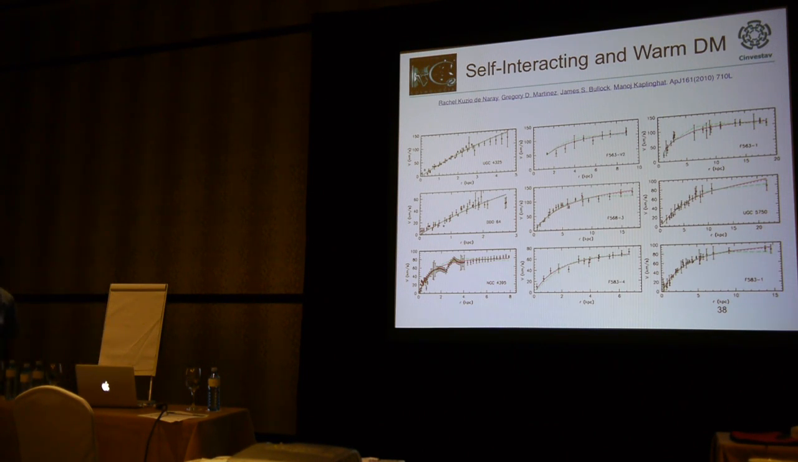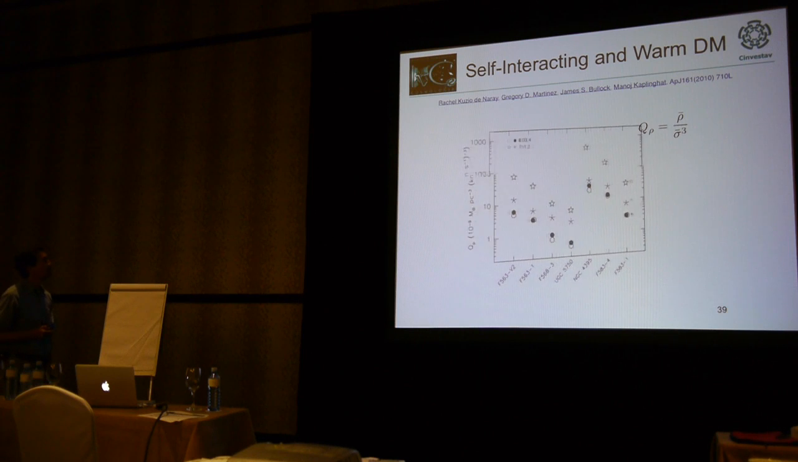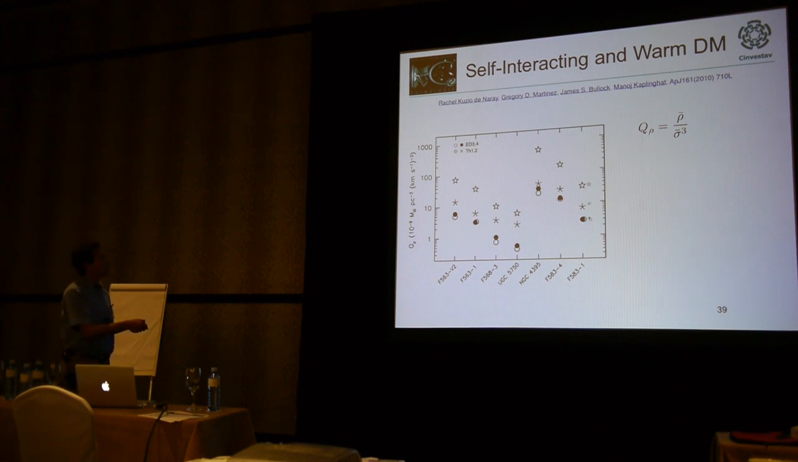Therefore, maybe this is a very good candidate. Nevertheless, there is a problem. You have here this quantity, this is the density, and this is the velocity dispersion cubed, and this quantity can be derived from the cross-section of the self-interaction, or from the warm dark matter. This quantity should be a constant in each of these models.